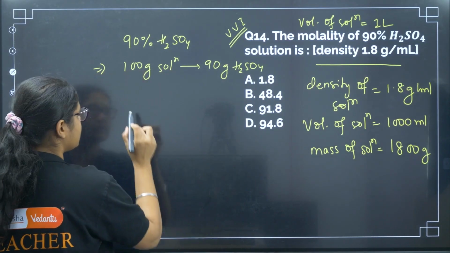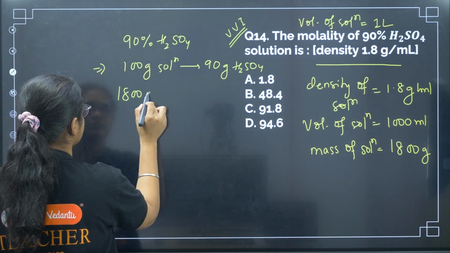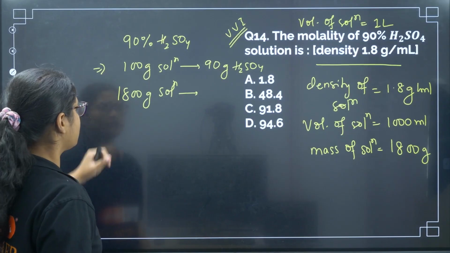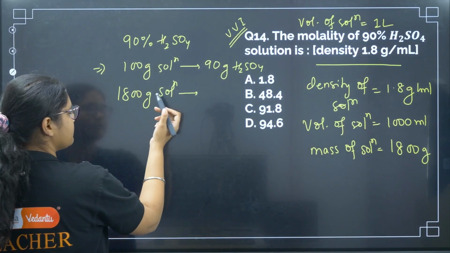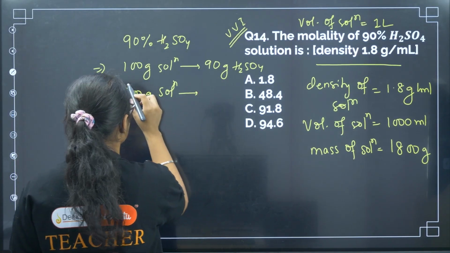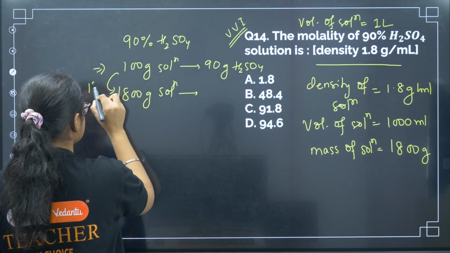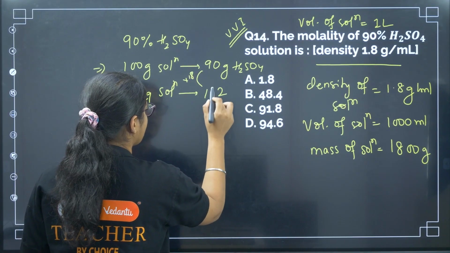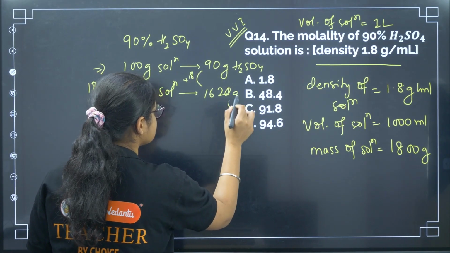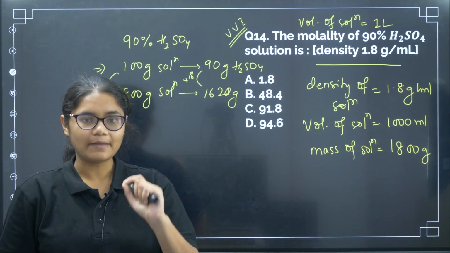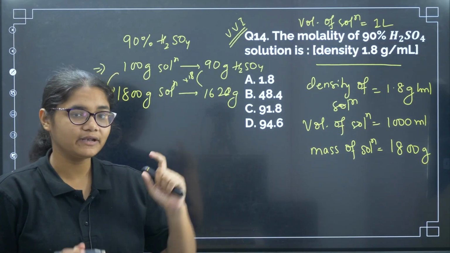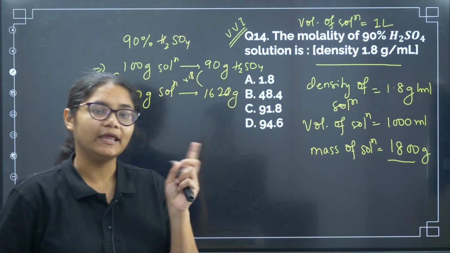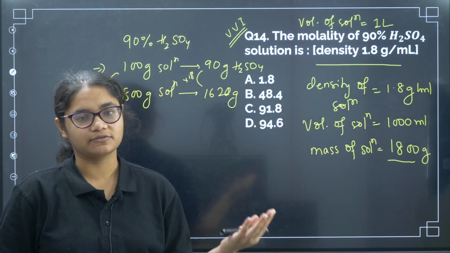Now if we have 1800 gram of solution, how are we getting it? Just multiply with 18. So if I multiply here, this one is 18 times, so this one will also become 18 times, so 1620 gram. In every 100 gram there is 90 gram of H2SO4, but we don't have 100 gram of solution. Our solution is 1800 gram. So in 1800 gram, how much will be the mass of H2SO4?